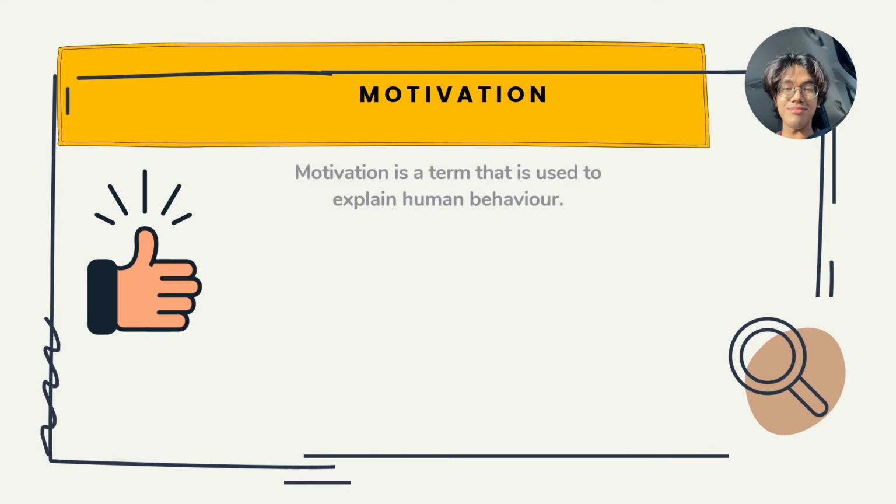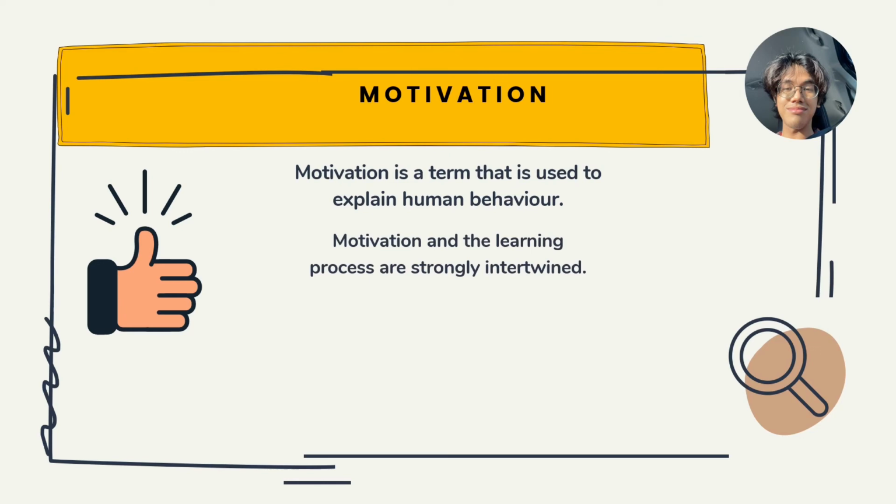Lastly, we have motivation. Motivation is a word that is used to explain human behavior. The most important aspect of observational learning involves motivation because motivation and the learning process are strongly intertwined. It is so important that if the human or animal does not have a reason for imitating the behavior, then no amount of retention, attention, or reproduction will overcome the lack of motivation.